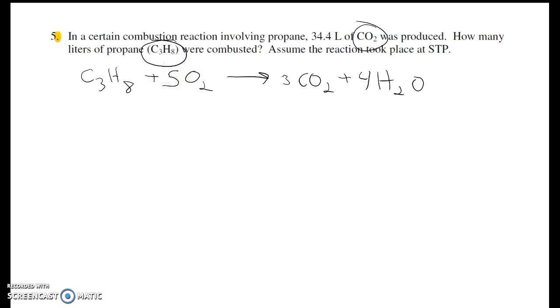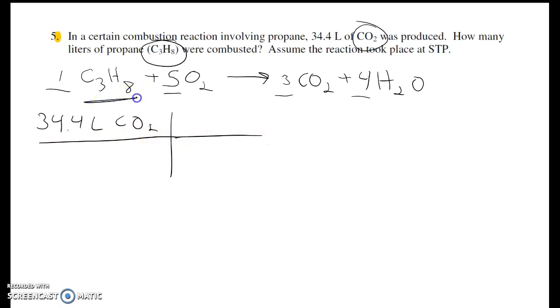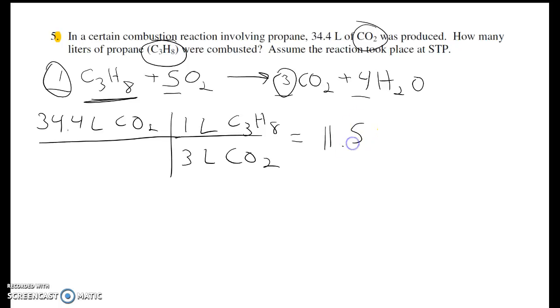Now, as you recall from what we talked about yesterday, these numbers are not only mole ratios, but they also can be volume ratios. So I know that if I have 34.4 liters of carbon dioxide, and I want to know how much propane I used, I just can do a quick ratio of 3 liters of carbon dioxide to 1 liter of propane. So 3 liters of CO2 to 1 liter of propane. So I take my 34.4 and divide it by 3, and I get a nice 11.5 liters of propane.